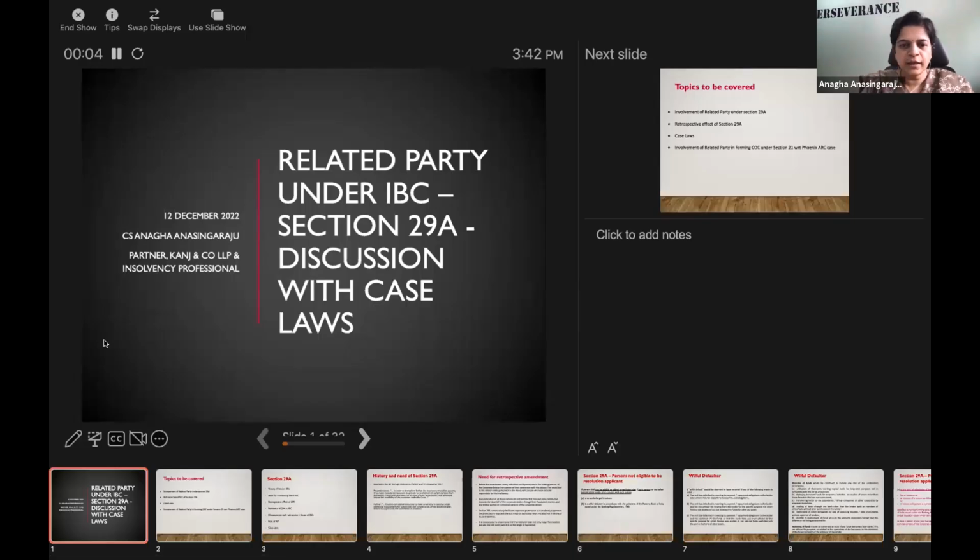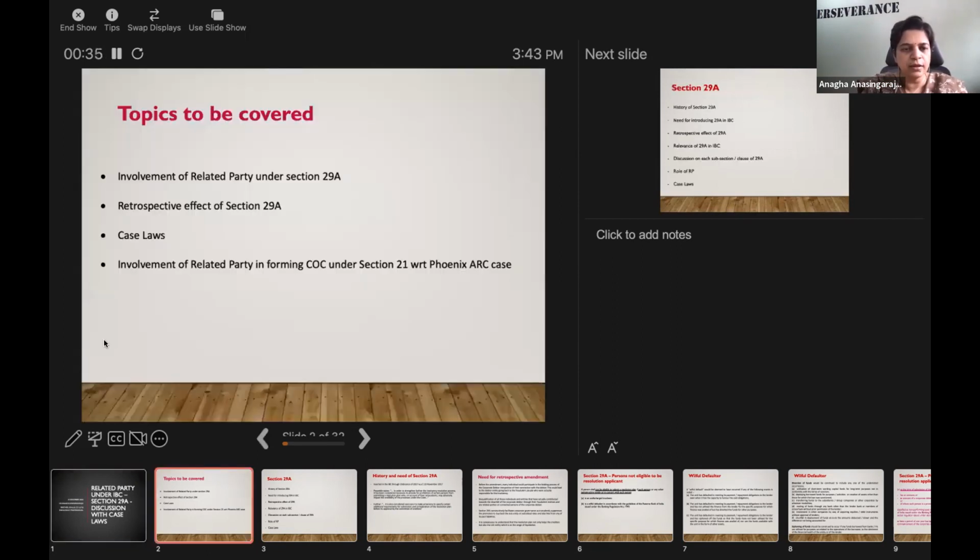Yes, so 29A is a very, very important section, which we utilize in checking who is a related party or who is eligible for the filing of EOIs and the submission of resolution plans and so on. This section is also relevant in liquidation when we are trying to sell the assets of the CD. We have to ensure that we are selling only to somebody who is eligible to purchase under 29A. So what we are covering here is the involvement of a related party under 29A. Why was 29A brought in with a retrospective effect, and certain case laws?